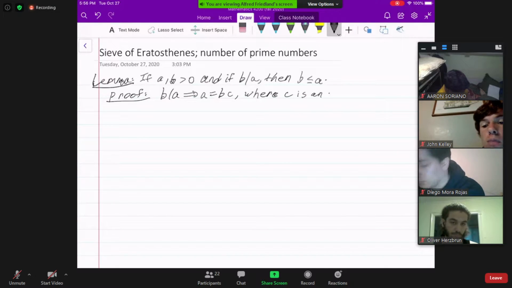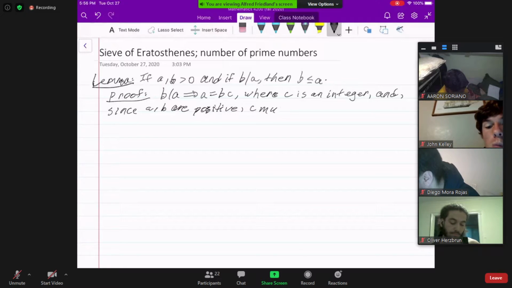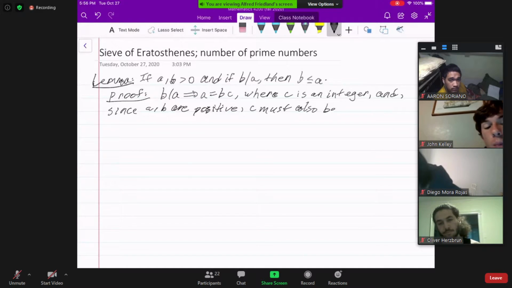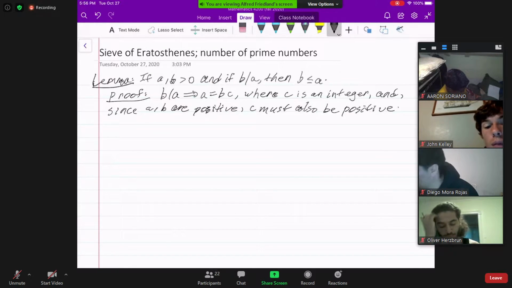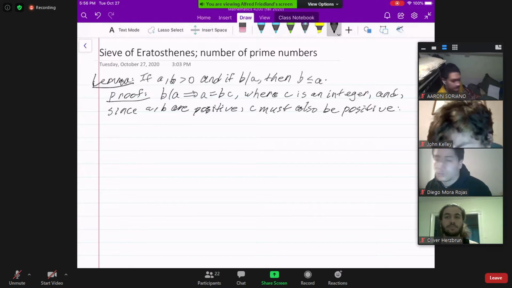is an integer. And in fact, since A and B are positive, do you agree that C also has to be positive? Why is that? Well, as I said, we'll prove the laws of signs for multiplication in abstract algebra next term.